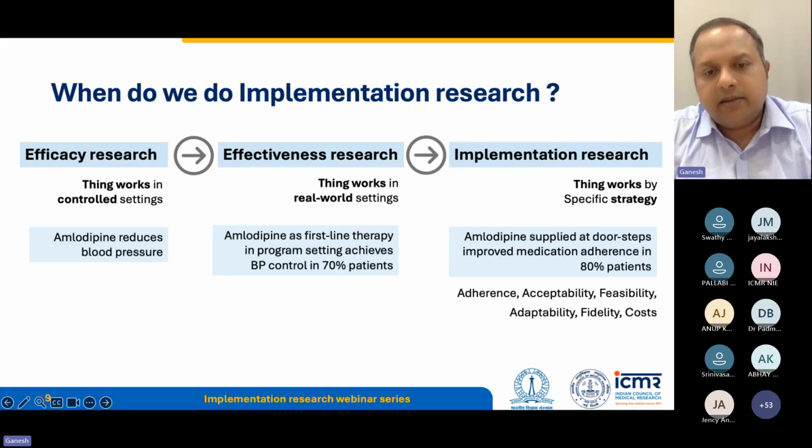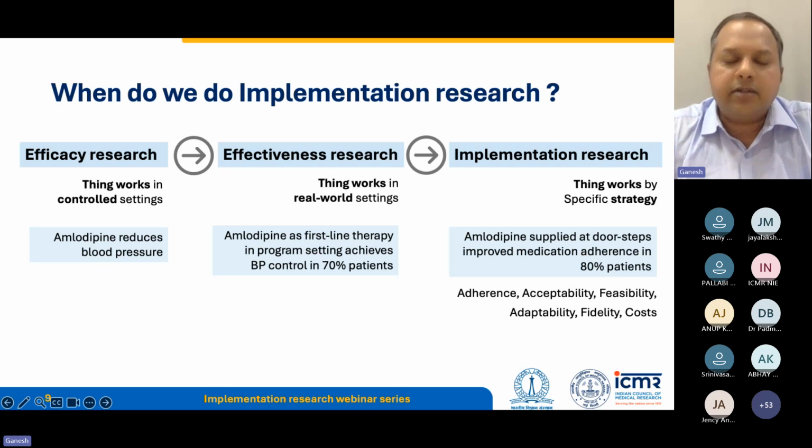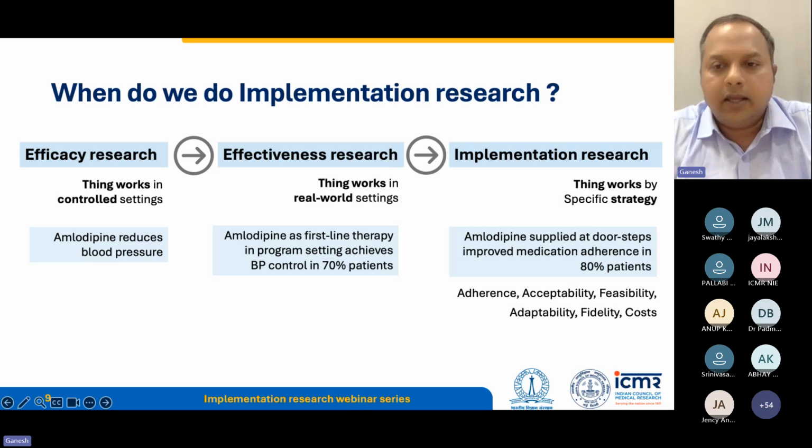Implementation research, the same example: amlodipine supplied at the doorsteps improved the medication adherence in at least 80% of the patients with high blood pressure. This is what I am trying to say as an implementation research example. The specific strategy is what? Doorstep delivery of drugs. And what is the implementation outcome? Adherence to the medication, at least in 80% of the patients, is the expectation.